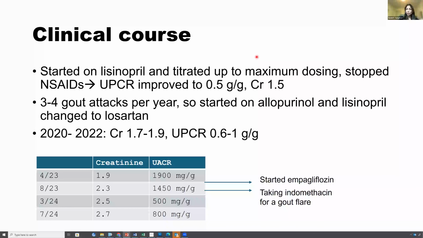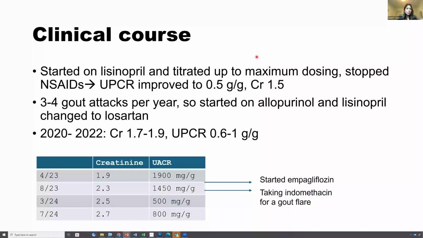However, pretty soon after this diagnosis, he had his very first gout attack, the first time he'd ever had one. And subsequently, every 6 months he kept having pretty severe episodes of gout, for which he went to an ER at an outside hospital. He would generally receive treatment with prednisone for a short course. And then he was also started on allopurinol. His lisinopril was changed to losartan for the uricosuric effects.